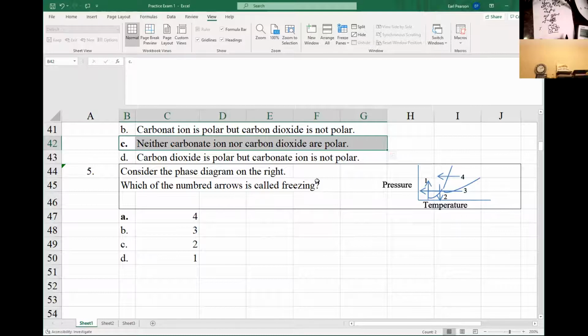So if I want melting or freezing, as this says, I have to go from the liquid phase to the solid phase. That would be freezing, and that's going to be number 4. And that is the correct answer. It's A on this one. Now, if we wanted to look at other possible ones, this is the correct answer to this problem.